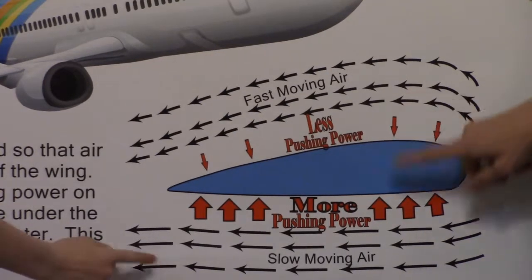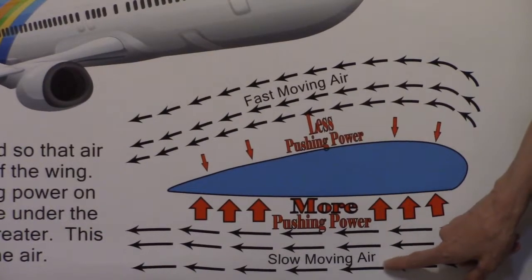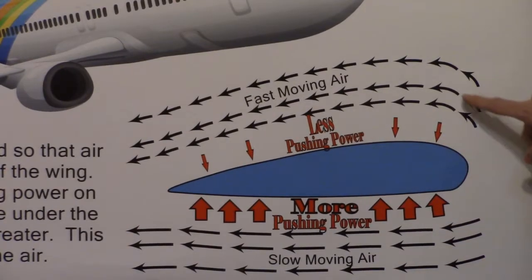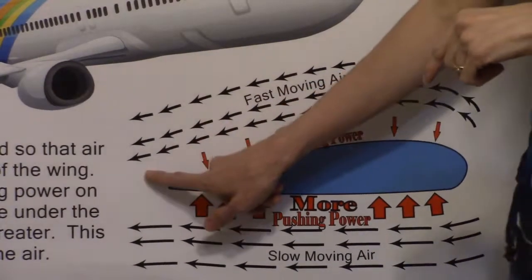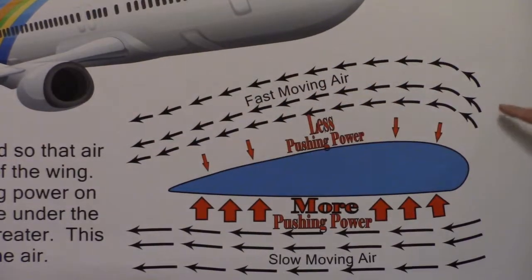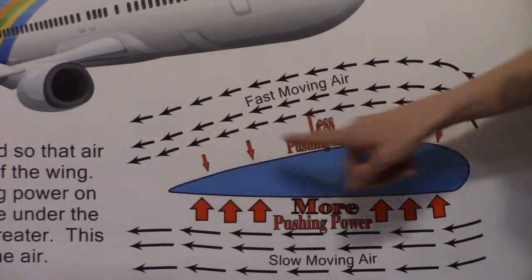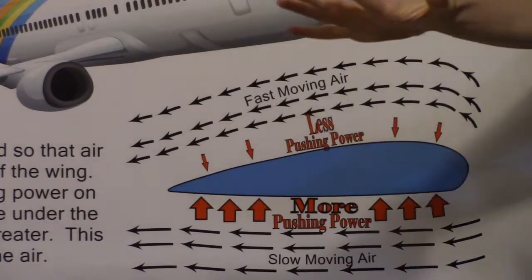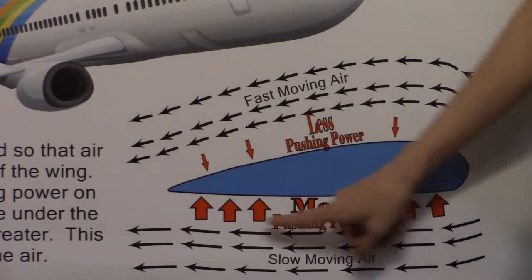That one. The one at the bottom. This one's moving faster or slower? Slower. Slower, very good. And this, that has a further distance to go in the same time, that air is moving faster. Now remember, the fast-moving air has less pushing power. It doesn't push on the wing nearly as hard as the slow-moving air.